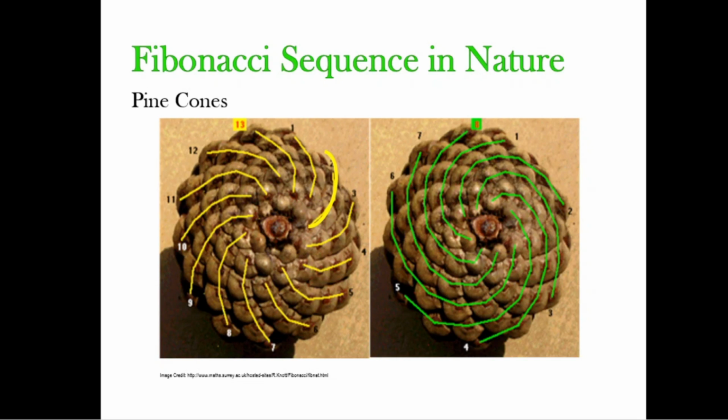Also in pine cones, if you count the number of spirals as illustrated here, they are a Fibonacci number. So for example, in the left picture, if you count 1, 2, 3, 4, 5 until this one, you have a total of 13 spirals. Also here, if you count these kinds of spirals, 1, 2, 3, until you reach the last one, you have 8. And 8 is a Fibonacci number.